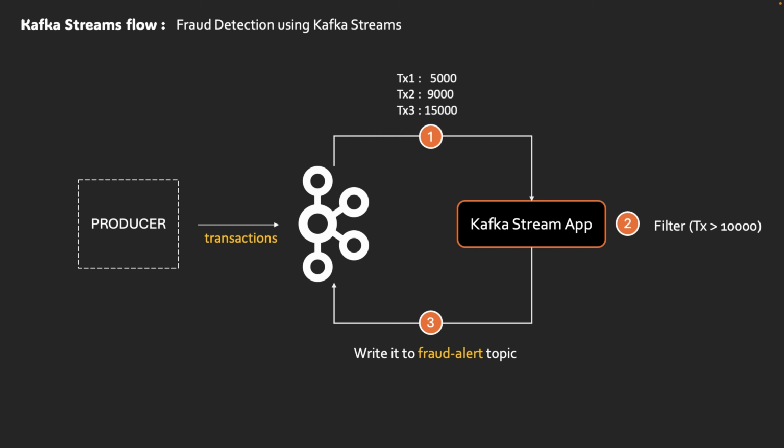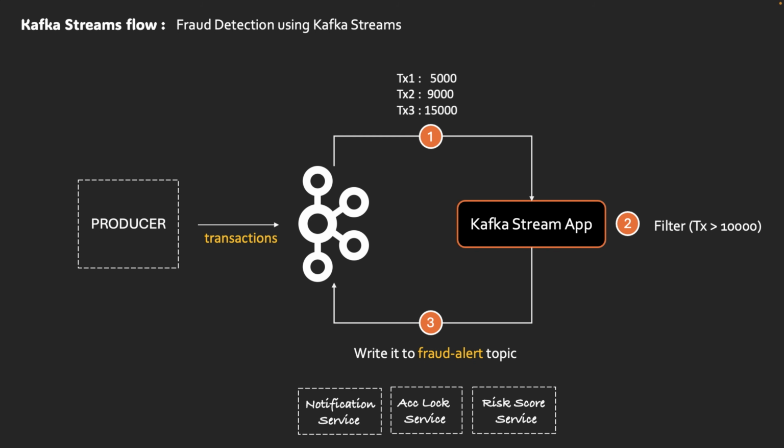Now you could have other consumer applications like notification service or account locking service which will listen to this fraud alert topic and do the necessary action. Simple, right? Just a clean and easy use case to start with Kafka Stream. So let's begin with the basic fraud detection flow, and in the upcoming videos we'll extend it to handle more real-time complex scenarios. Okay, alright, then let's see it in action.